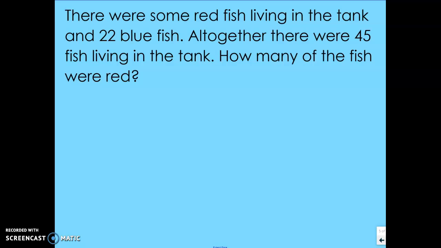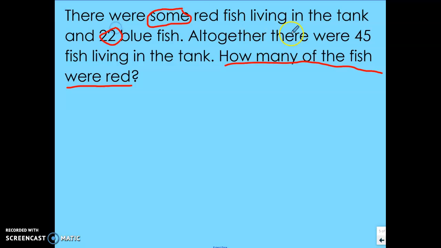Let's try another. There were some red fish living in the tank and 22 blue fish. Altogether, there were 45 fish living in the tank. How many of the fish were red? Well, let's see. Okay, I need to figure out how many are red. Well, I know some were red. That's not giving me a good number.